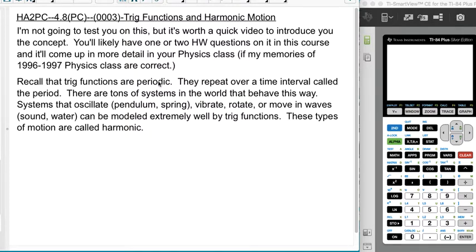So recall that trig functions are periodic. They repeat over a time interval called the period. So there are tons of systems in the real world that behave this way, right? Systems that oscillate like a pendulum or a spring, or vibrate or rotate, like a wheel or a pulley, or move in waves like sound or water. They can all be modeled extremely well by trig functions. So these types of motions are generally called harmonic.